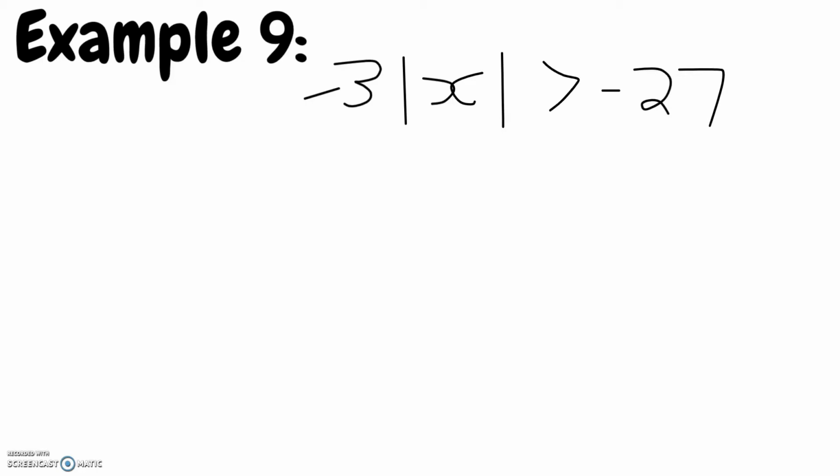So instead of saying greater than negative 27, we're going to say less than whatever the result we get after we divide. So once we divide by negative 3, we are going to write that the absolute value of x is less than negative 27 divided by negative 3.